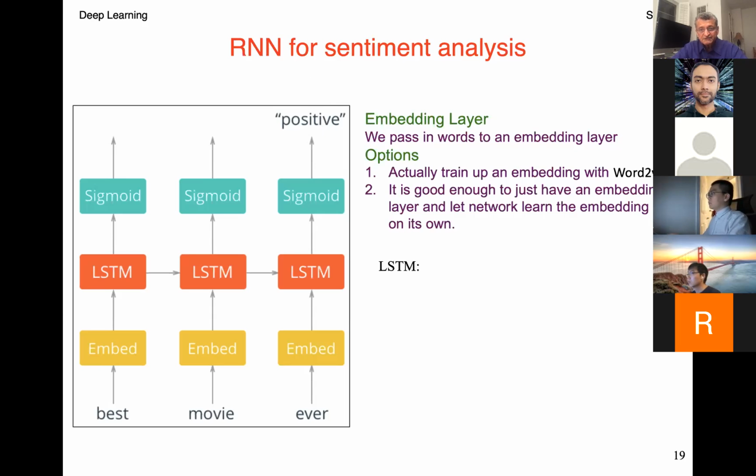So we pass in words to an embedding layer and actually train up an embedding with the word2vec. That's what we're doing here. It's good enough to just have an embedding layer and let the network learn the embedding on its own. So anyway, these embeddings could be learned along the way, or one could use a standard embedding. So those are the options that are being mentioned over here.